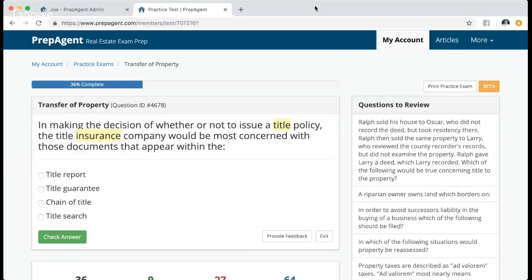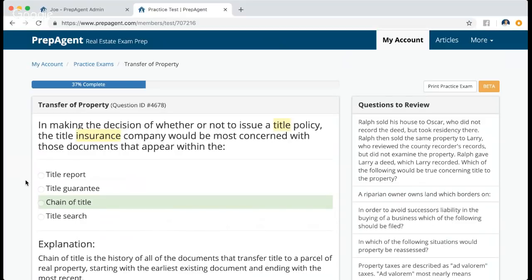In making the decision of whether or not to issue a title policy, the title insurance company would be most concerned with those documents that appear within the A, title report, B, title guaranteed, C, chain of title, or D, title search. And the answer is C, chain of title.